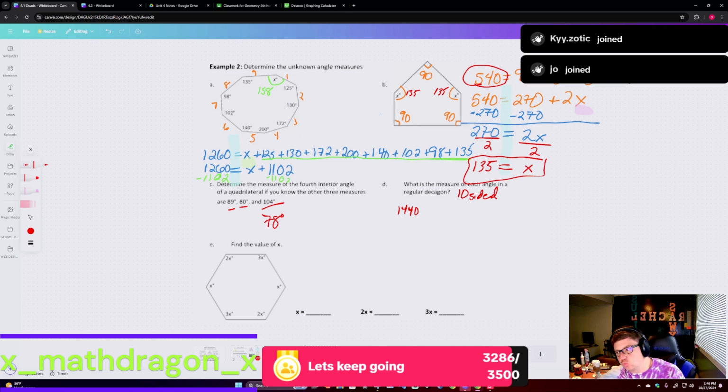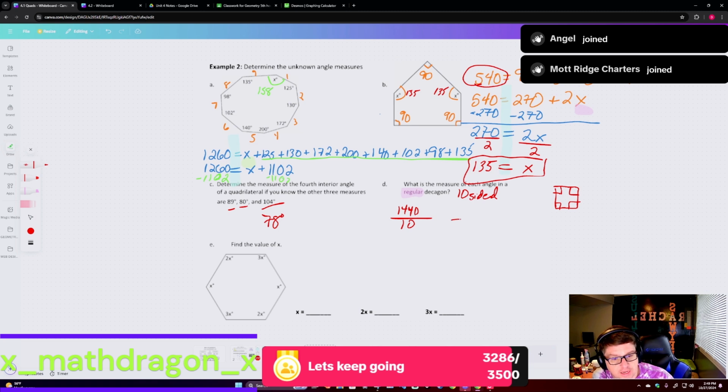Well, when it says regular, that's when your alarm bell needs to go off. And a regular figure means that every angle is the same measure. So all 4 of these will be 90 degrees, and that's how you get 360. Well, if I have a 10-sided figure and all 10 of them added together gives me this, then all I need to do is divide by 10, and the answer I get is the angle measure for each angle.